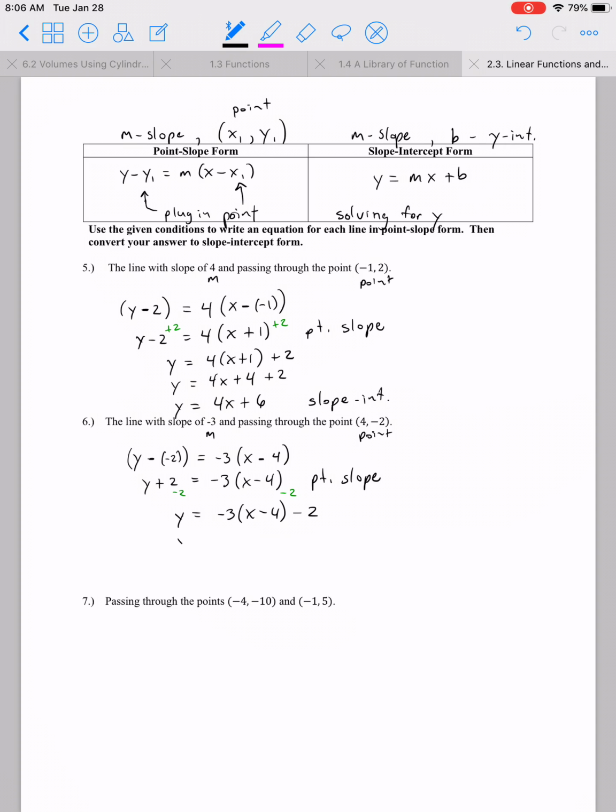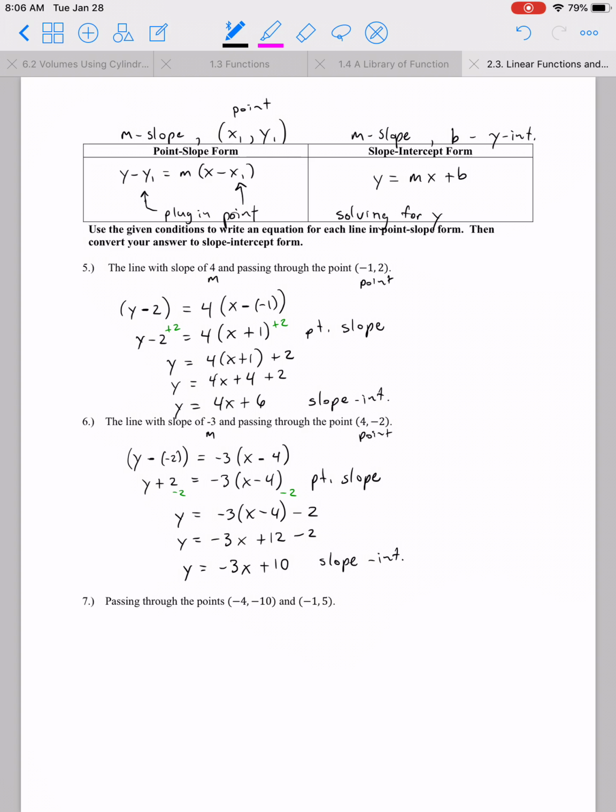And then I'm going to distribute that -3 through, so -3x, -3 times -4 is plus 12 minus 2. And so I'll get y equals -3x plus 10. Positive 12 minus 2 is 10. And this is our slope-intercept form. All right, let's try one more.